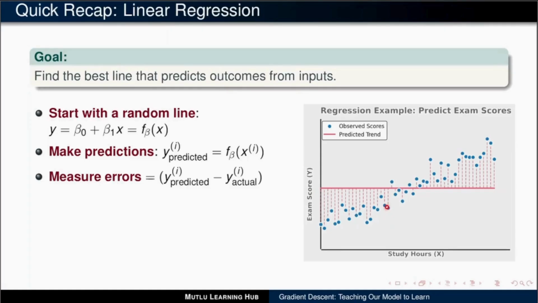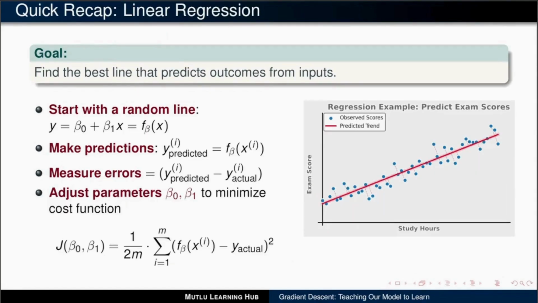Let's look at our graph again. Here is the error. This distance is the error. Using these errors, we adjust the parameters beta 0 and beta 1 to minimize the cost function. The cost function, also called mean squared error, sums up the squared differences between predicted and actual values.